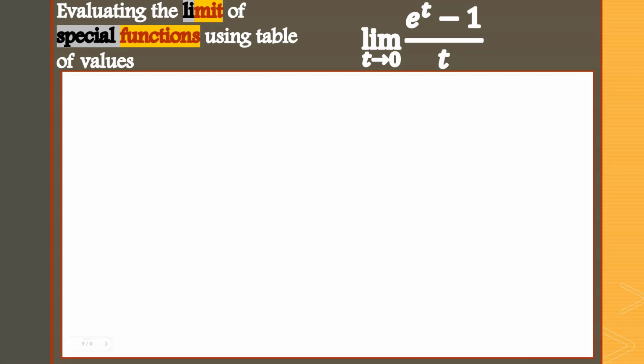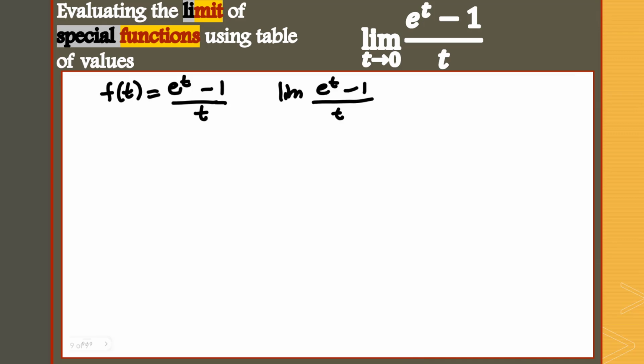We have here our function, let's say f of t, because we are using t as our variable, equal to e to the power of t minus 1 over t. So we are to solve for the limit of e to the power of t minus 1 all over t as t approaches 0. The limit of this special function exists, but it cannot be solved using f of c, where we substitute c on our given function, because we always do this.